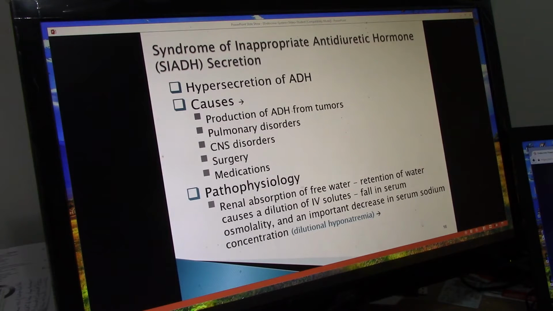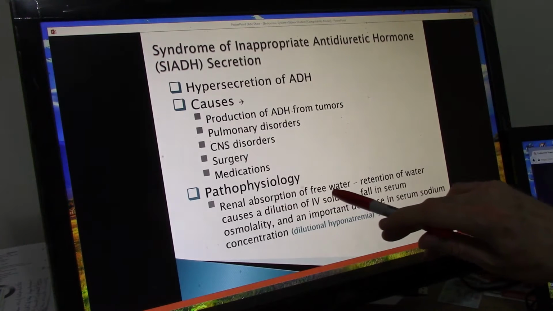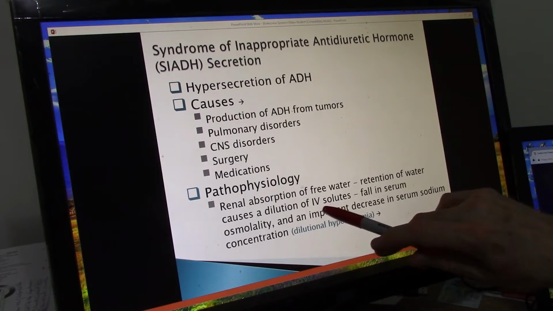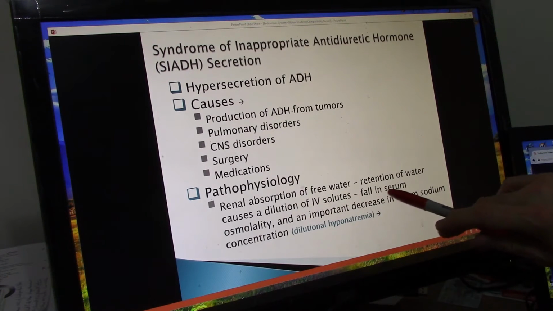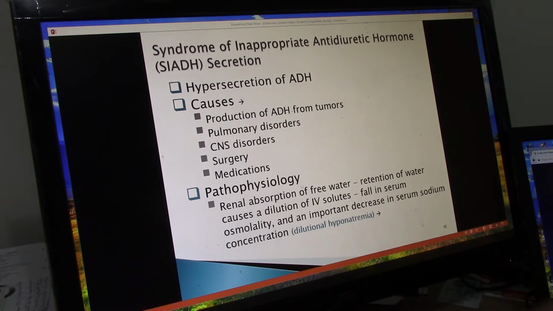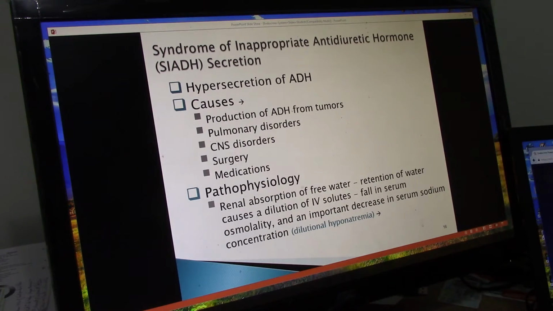Okay. And what is the pathophysiology here? What goes wrong? The kidneys just absorb too much free water. They retain the water, and this causes a dilution of the solutes in the vascular system. And you will get a fall in the serum, which will be hypotonic, and especially a decrease in sodium concentration. And this is what we call dilutional hyponatremia. You actually have enough sodium, but you have too much water, so the concentration is low. And if we can turn off the ADH, then the body should be able to adjust and return to an isotonic state.